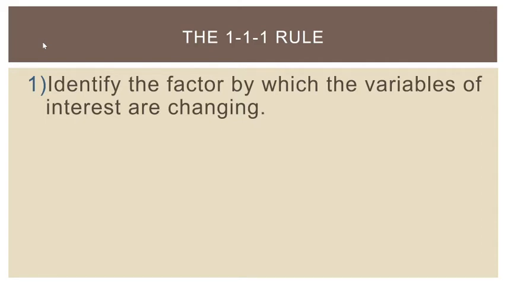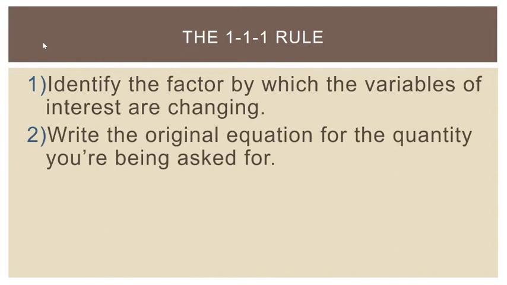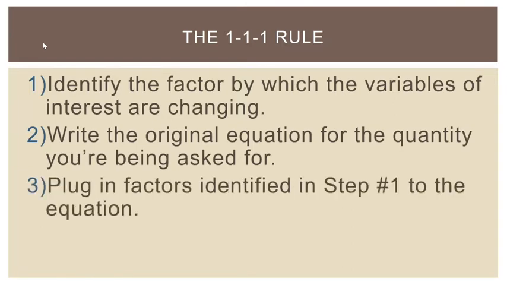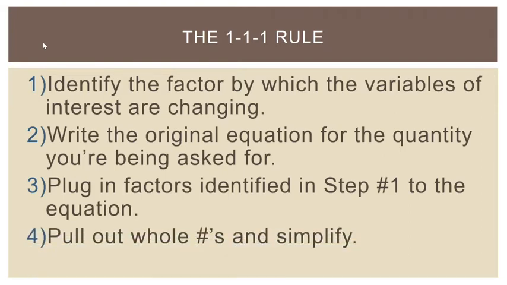If it's doubled, it's 2. If it's tripled, it's 3. If it's halved, it's 1/2, and so on. Step 2 is to write down the original equation for the quantity you're being asked for. And so if they say, what happens to the current if the voltage doubles, you write down the equation for the current, because they're asking you what happens to the current. For step 3, you plug in the factors that you identified in the beginning into the equation. And then for step 4, you pull out the whole numbers and you simplify.